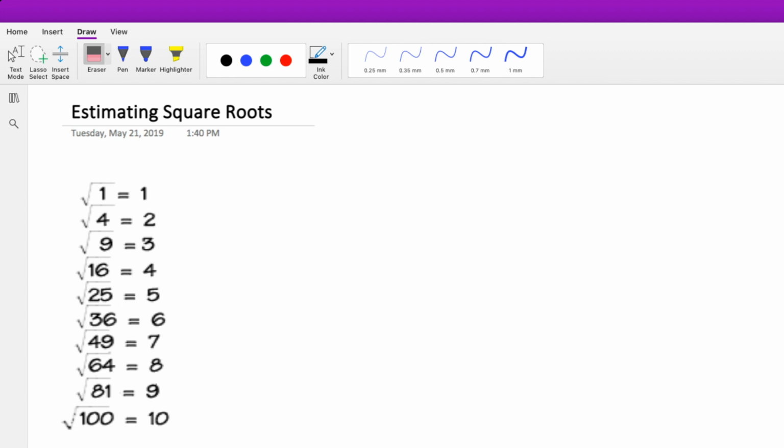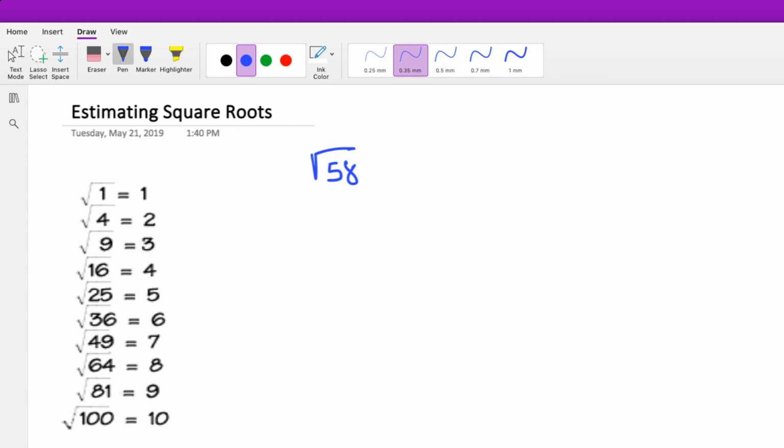So if I gave you square root of 4, most of us would be able to say that it equals 2. If I gave us the square root of 9, most of us would be able to say that that equals 3. So what would we do if I gave you something different? Let's say, for example, I said the square root of 58. I don't know what that is off the top of my head, and probably most of you don't, which is why we're watching this video. So how do we estimate this?